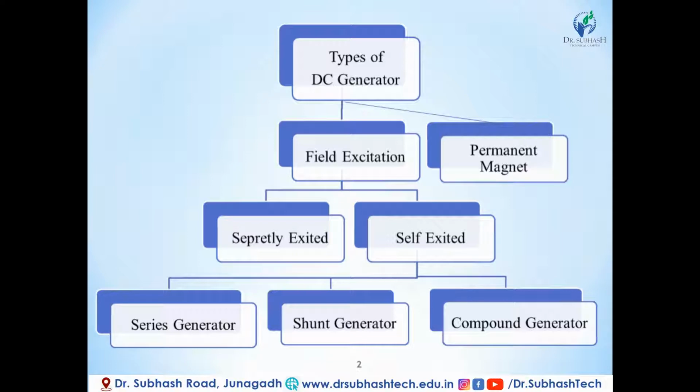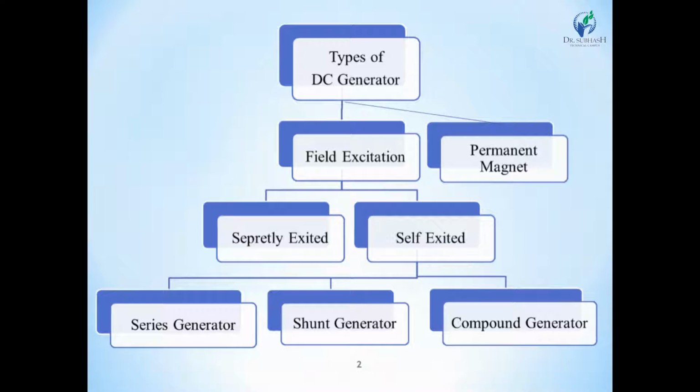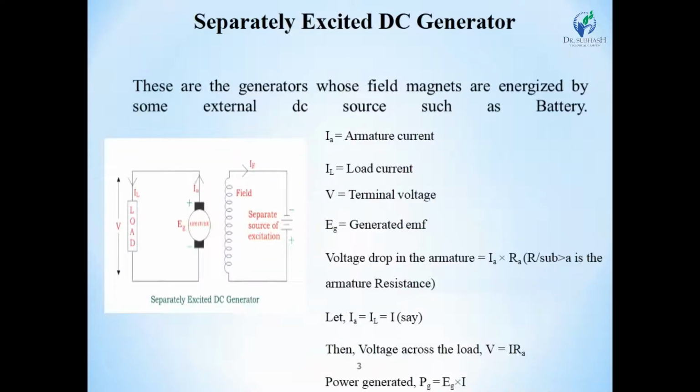The compound generator is also categorized in two parts. First one is cumulative compound generator and second one is differential compound generator. The cumulative and differential are also divided into two parts. The first one is long shunt cumulative compound generator. Second one is short shunt cumulative compound generator. The first one is long shunt differential compound generator and the second is short shunt differential compound generator. Now we discuss all the types in detail.